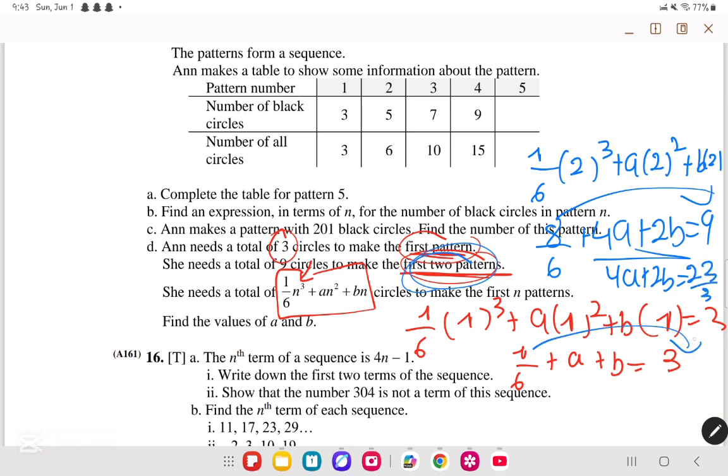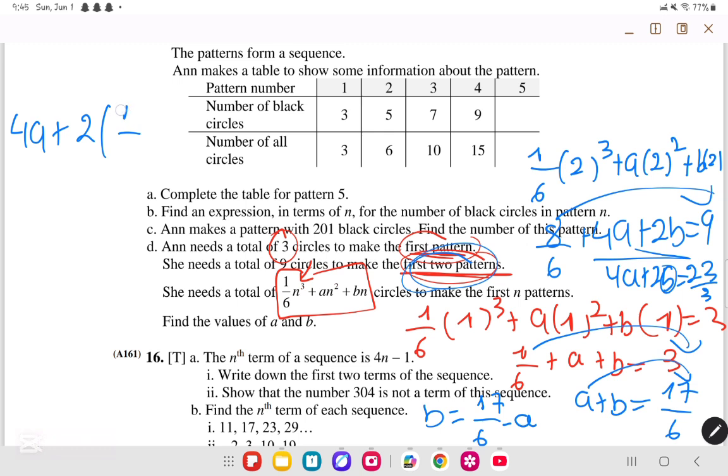Okay, and if you move this to the other side, it becomes a plus b is equal to what? A plus b is equal to 3 minus 1 over 6, which is 17 over 6. Okay, then you can keep whatever you want by itself. For example, if you keep b by itself, it's gonna be b is equal to 17 over 6 minus a. Okay, now substitute the b over here, so it's gonna be 4a plus 2 times 17 over 6 minus a is equal to 23 over 3.